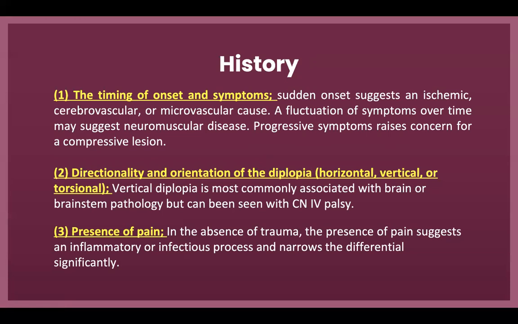Also, the direction of the diplopia is important in the history. We should ask the patient whether it is vertical, horizontal, diagonal, or what is called torsional diplopia. And also, if the patient is having pain associated with the diplopia. If there is pain, it can be traumatic. And if there is pain without history of trauma, it is suggestive of some infection.